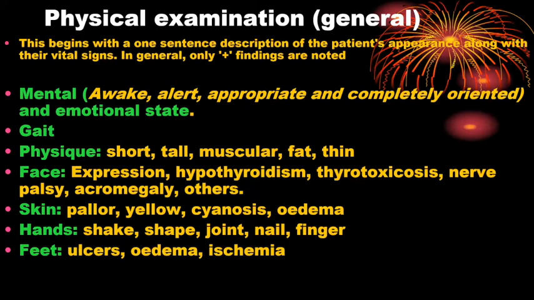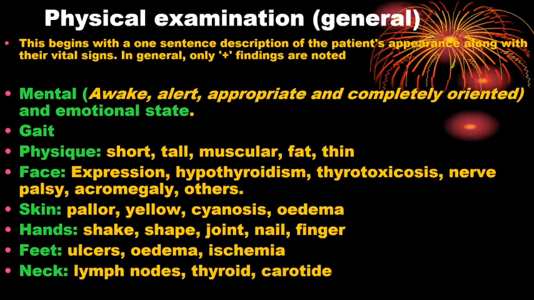Ischemia, again, as we mentioned, a patient with peripheral vascular disease may have impairment of the blood supply to the feet. This results from peripheral vascular disease, and this may end with gangrene of the feet.